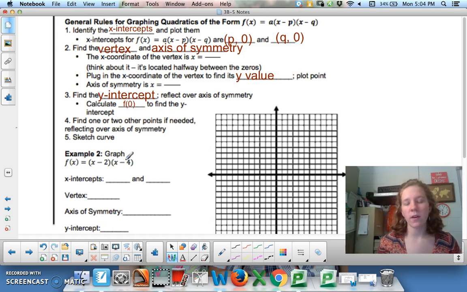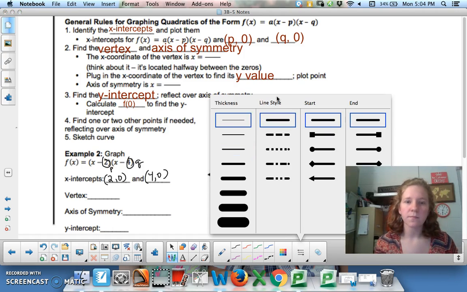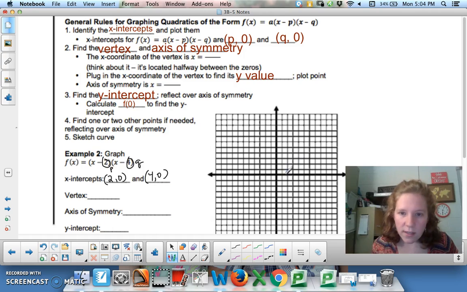I've typed up the equation that we just came up with. Our x-intercepts then, this is my p, and this is q. So my first x-intercept is at 2, 0, and my second intercept is at 4, 0. Notice I didn't pull that negative because that's a part of the formula. So I'm just looking at what value is right here. So I'm going to go ahead and plot those points. Let's pick a different color. And 2, 0 is right here. I went over 2 and not up or down at all. 4, 0 is right here. So those are my x-intercepts.